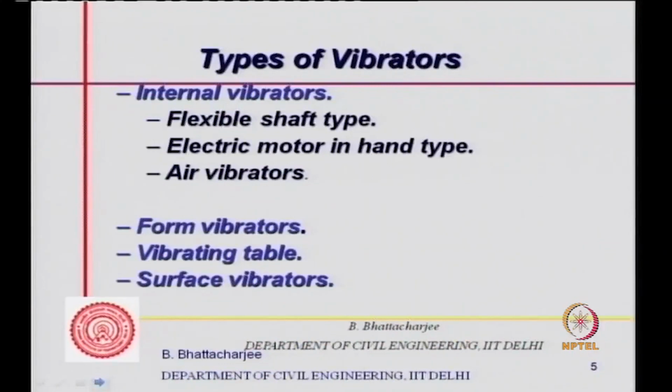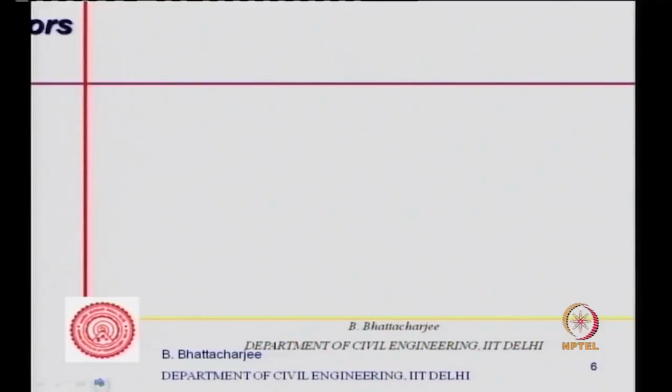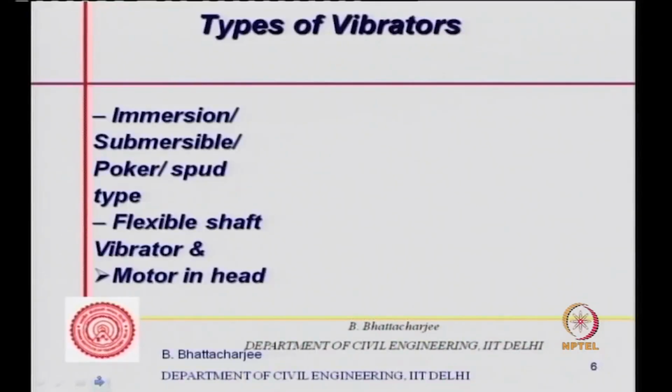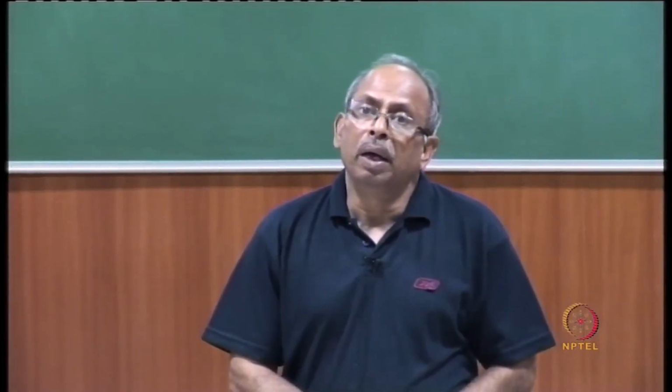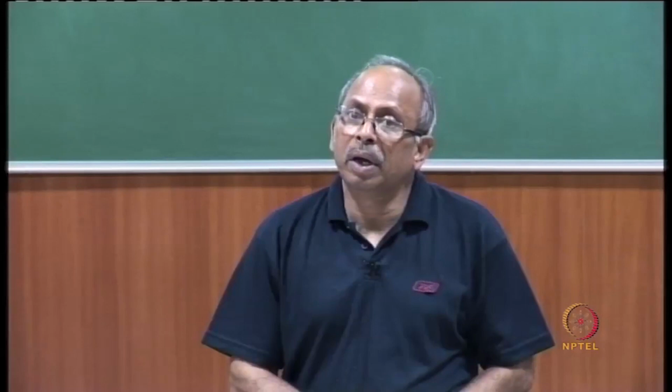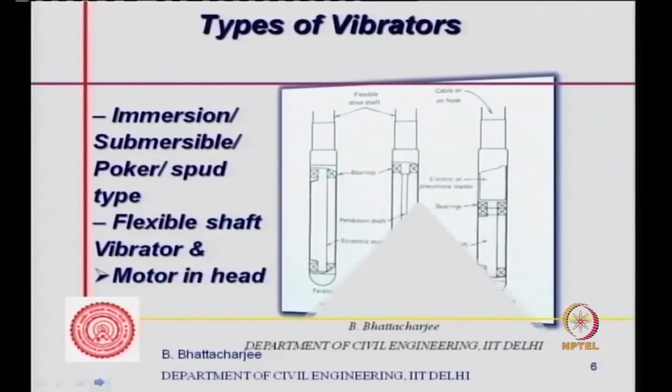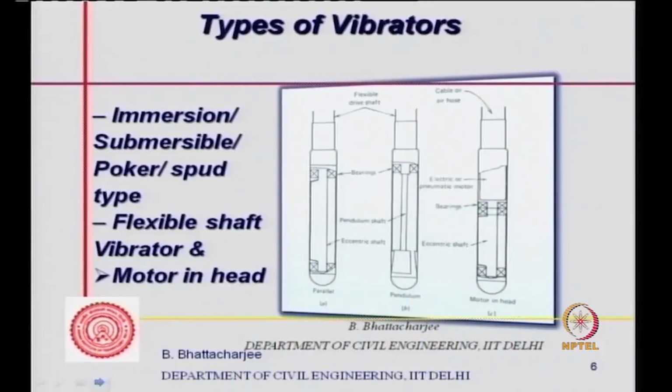There are some surface vibrators used for floors, vibrating screeds, etc., which are for floors or flat surfaces, slabs, etc. The most common is the immersion type of vibrator, which is called immersion vibrator or submersible poker or spud type. They have a flexible shaft, and the other one is the motor in hand type. Let us see quickly how they look. These are the three types which can be there.